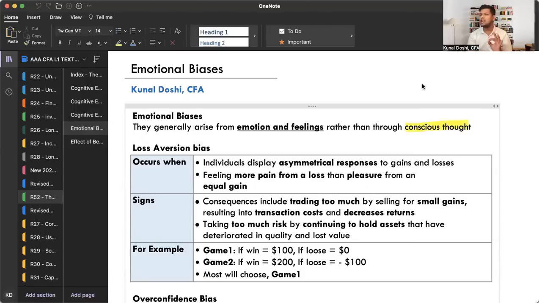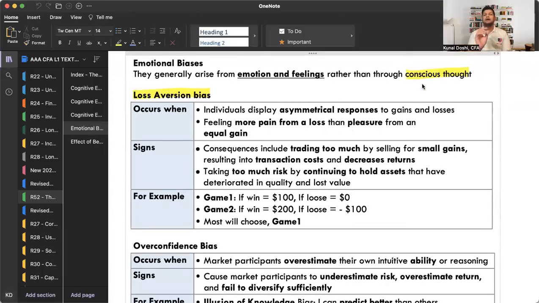The most important and most famous emotional bias is loss aversion bias. By the way, this is what we also covered in equity. I'll go directly to the example. If I give you 2 games, in game 1, if you win, you'll get 100. If you lose, nothing. But in game 2, if you win, you'll make 200, and if you lose, you'll have to pay 100. And the outcome of both is 50-50. Which one will most people choose? They'll choose game 1. Why? Because it has nothing to lose, and if you win, you get 100.